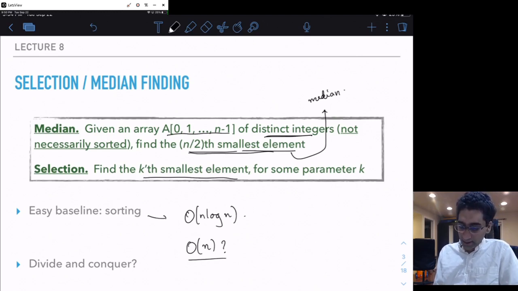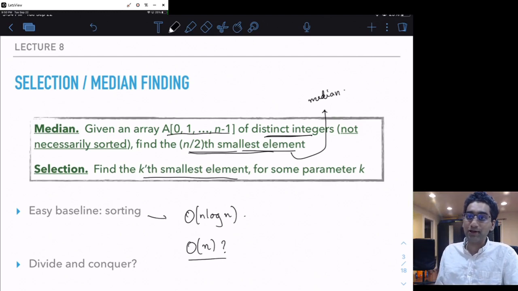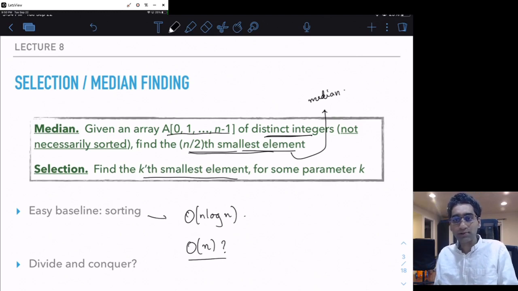Now you might be thinking, all right, so you're given this array, you want the n by 2 smallest element. Where does divide and conquer fit in? Because if you break this array up, then medians of these sub arrays probably have nothing to do with the median of the whole one. Okay, so let's see how divide and conquer applies. But this is the problem.